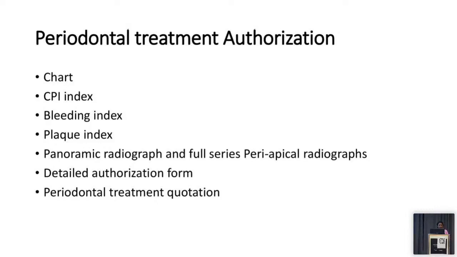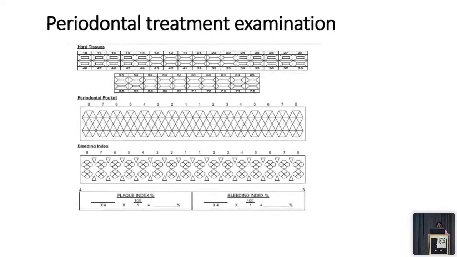So obviously with your perio, you need your chart, your CPI index, your bleeding index, plaque index, the pen and the full series periapical radiographs, a detailed authorization form, and a periodontal treatment quotation. You do that like you did in varsity. Obviously, the charting never goes away. Perio pocket, bleeding index, plaque index. You do all of this.